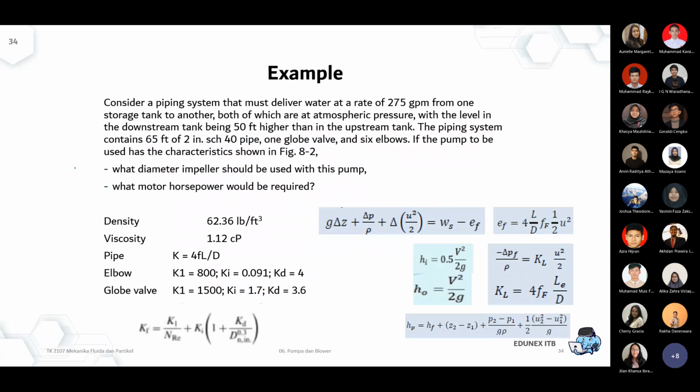Okay, so any questions before I discuss the examples about the pump? Any questions?